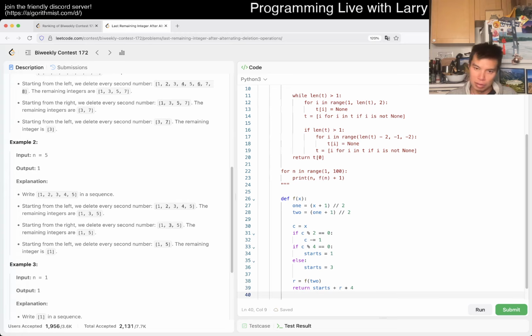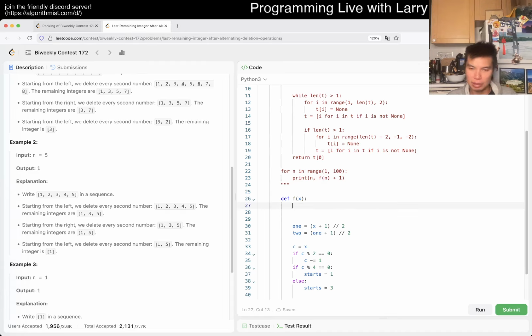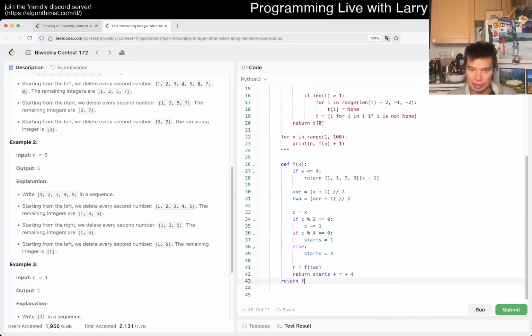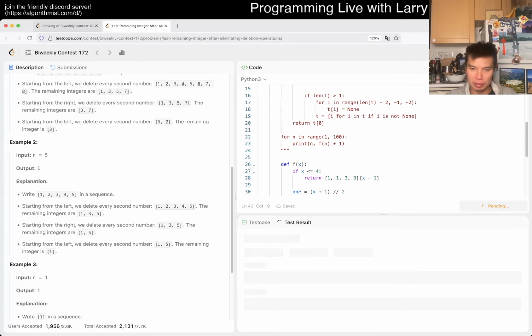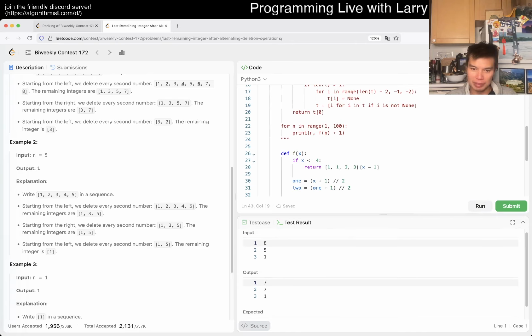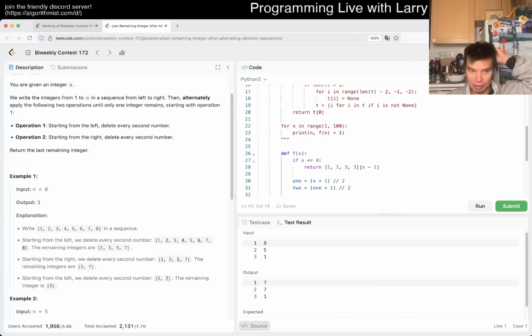Okay, we have to write some base cases maybe. If x is, I don't know, less than 4, return, I'm just lazy, so maybe this will work hopefully. Right, let's give it a spin. Yeah, okay, I mean it's not right at all, but at least it tells me something.